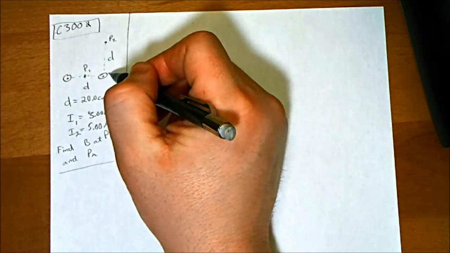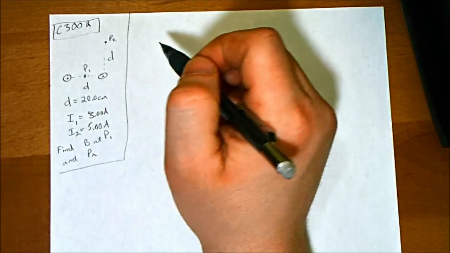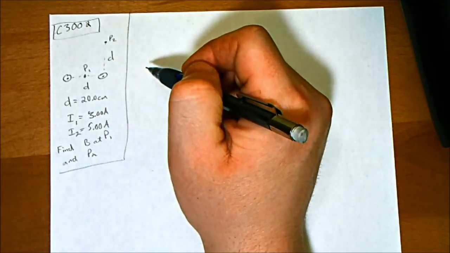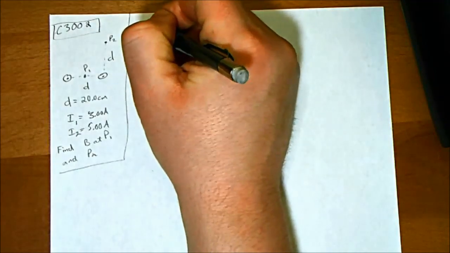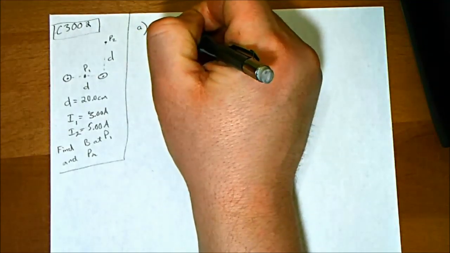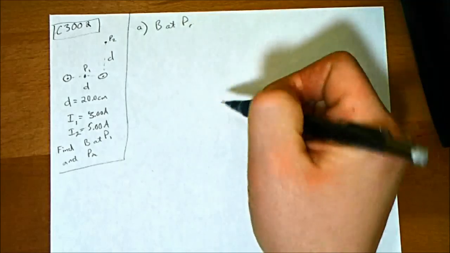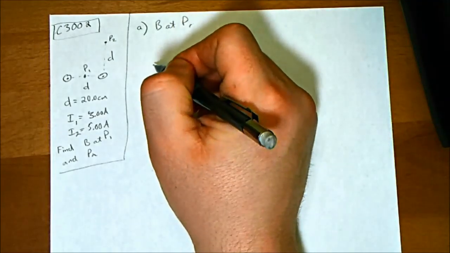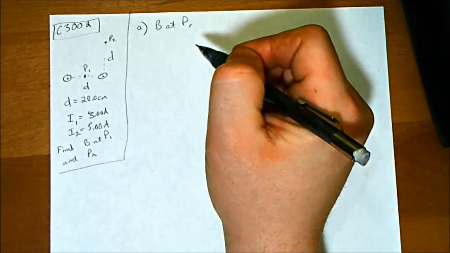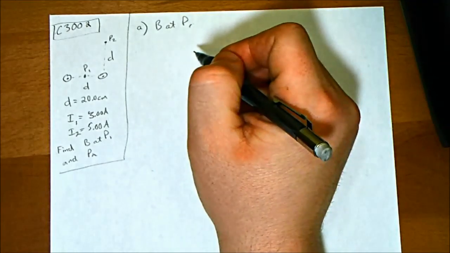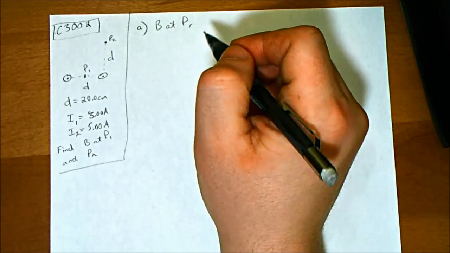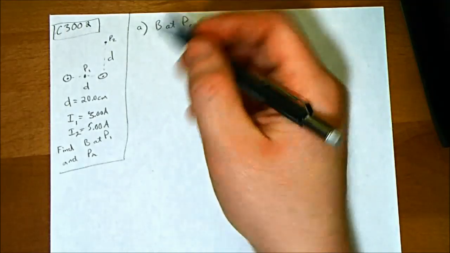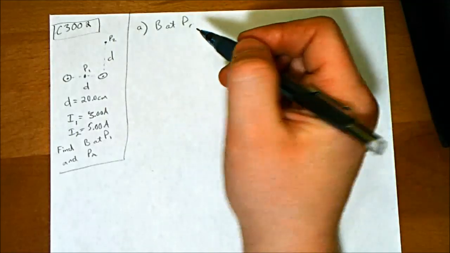So we know the currents through each of these wires. We know the distance. We just need to find the magnetic field at these two points. So let's look at A first. Find the magnetic field at point P1. Okay, so we'll use the second right-hand rule to find the direction, and then we have that equation that we derived from Biot-Savart's law for the magnetic field some distance away from a current carrying wire.